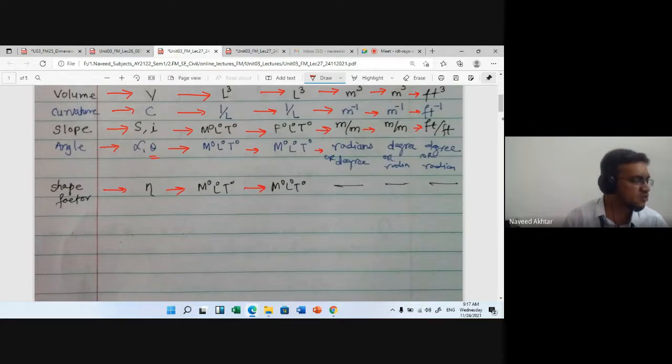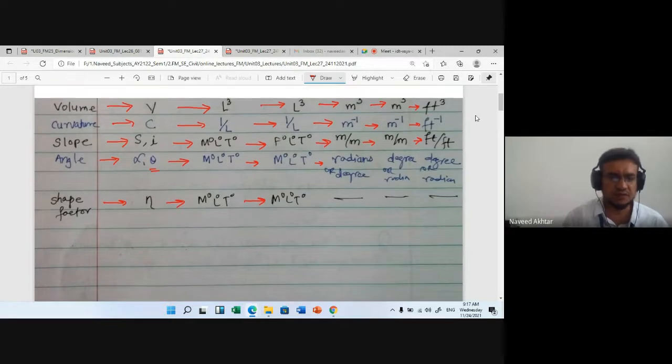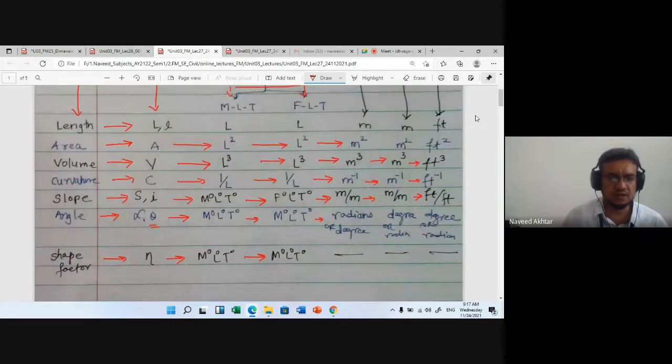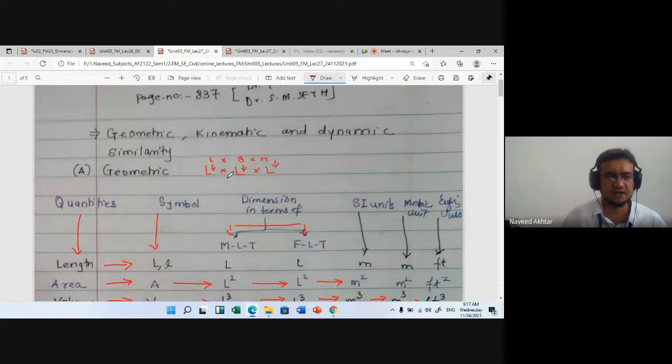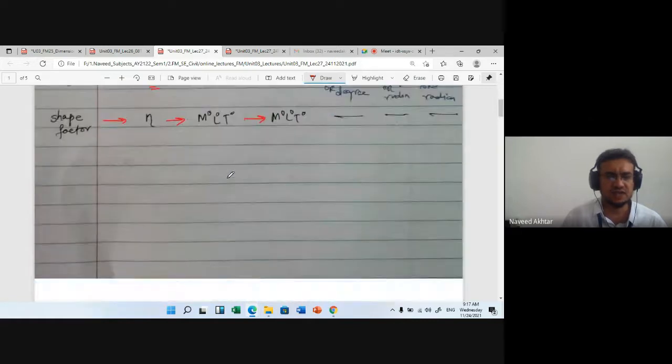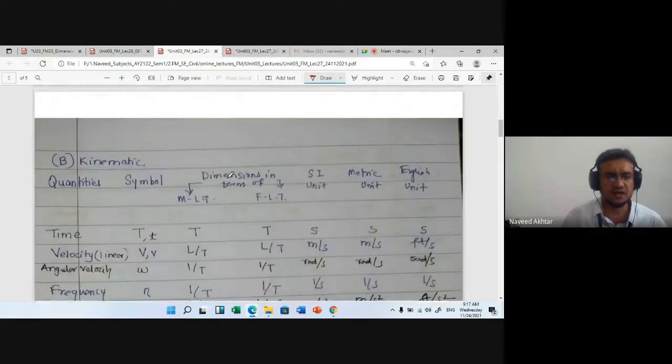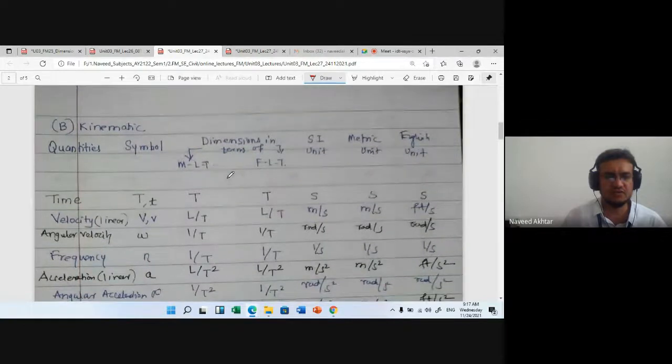Okay, so that we are measuring for the geometrical properties of the dimensions. So the quantities are length, area, volume, curvature, slope. These are the geometrical quantities, and then we'll go for the kinematic quantity. What is the kinematic? You know that in kinematics of fluid flow, the force is not considered for the flow, and in dynamics, we are considering the force in the flow.